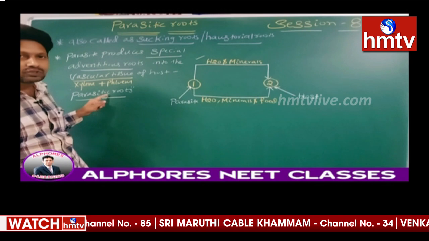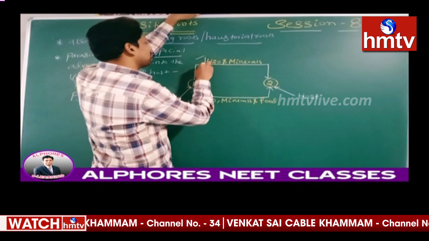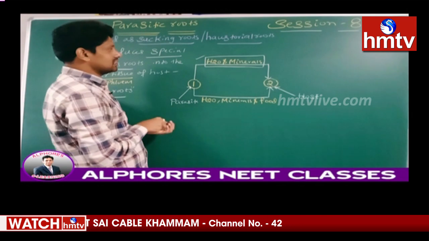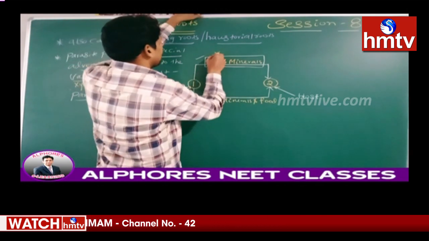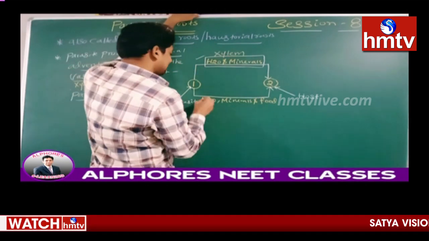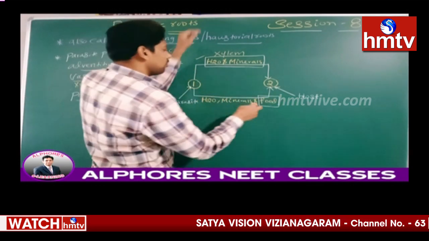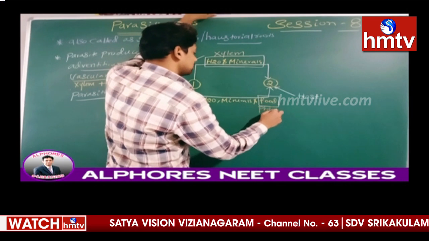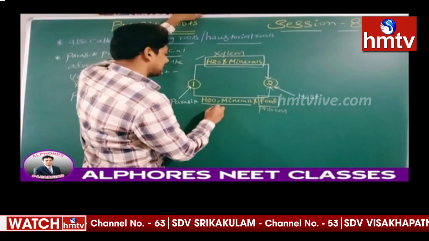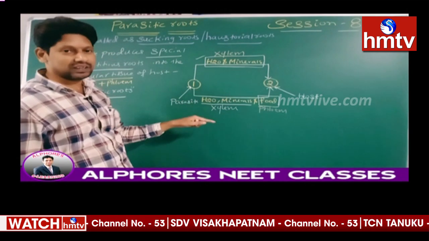Why are these parasitic roots produced into the vascular tissues of the host plant? Because parasitic roots have to absorb water and minerals. Conduction of water and minerals is through the xylem of the host, whereas conduction of food materials is through the phloem of the host. Xylem conducts water and minerals, and phloem conducts food materials.